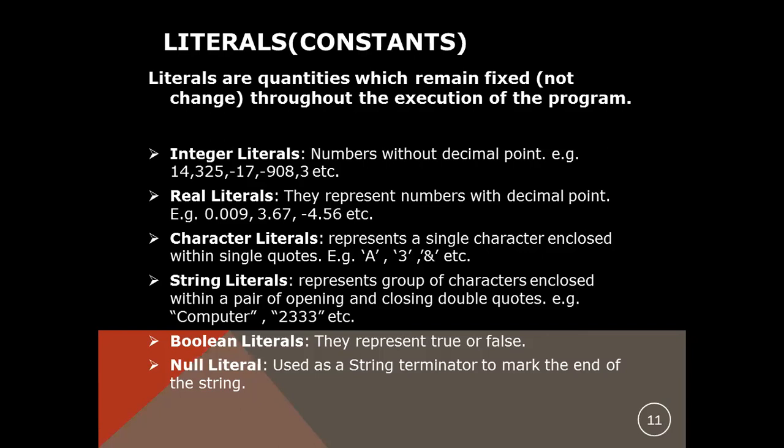String literals represent a group of characters enclosed within a pair of opening and closing double quotes. Example, "computer". Many characters put into double quotes. You see character literals and string literals. What is the difference? Character literals are enclosed within single quotes, whereas string literals are enclosed within double quotes. Boolean literals represent only true or false; Boolean literals will carry either true or false. Lastly, null literal. It is used as a string terminator or to mark the end of the string.